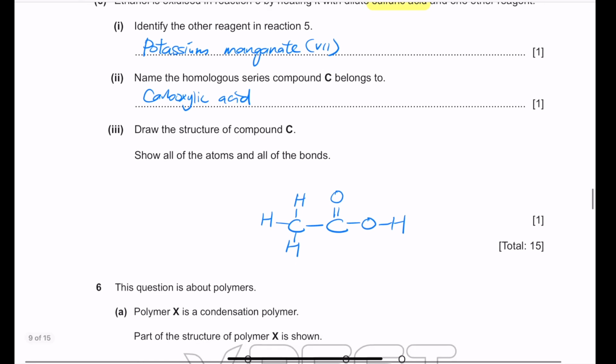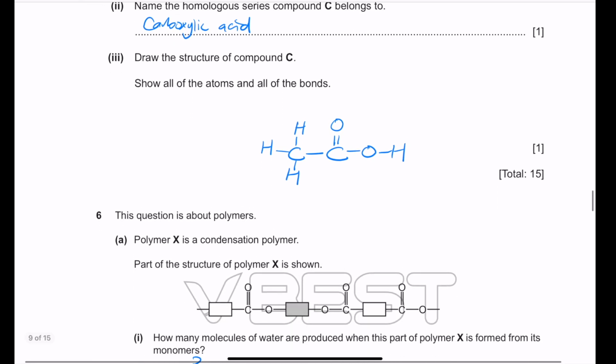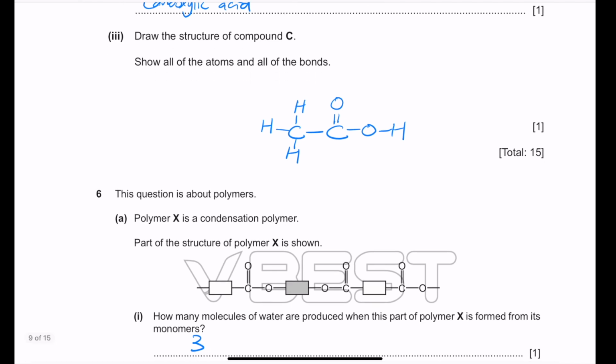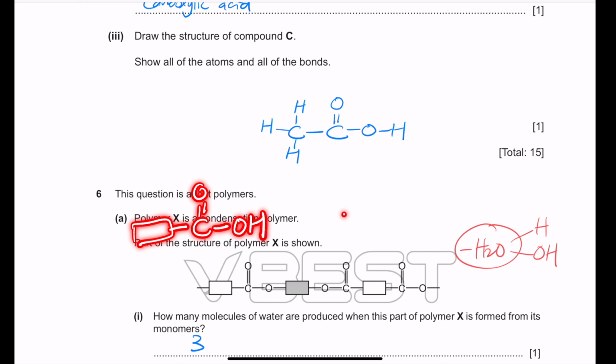Okay, and then given this, how many water molecules will be produced during this condensation polymerization? Okay, it is 3. Why is it 3? So how does condensation polymerization take place again? By removing H2O. Okay, and how is H2O formed again? From H and OH. Okay, so easy. Remember how it works again? Remember, when the COOH is on one end, the other one looks like this, OH.